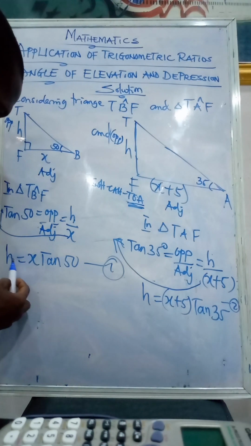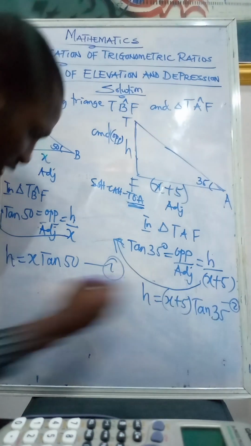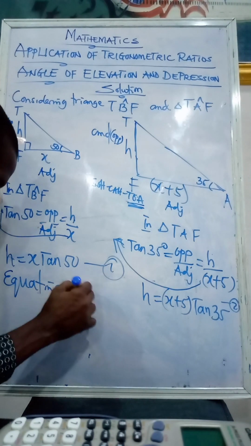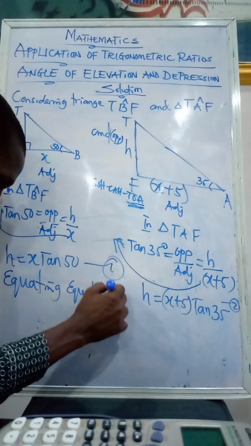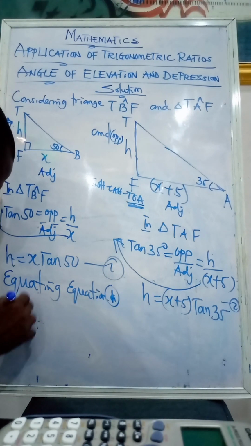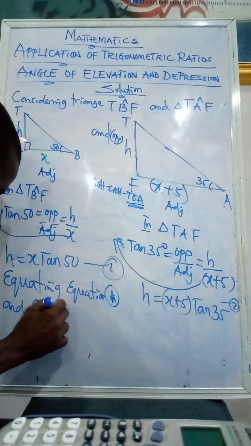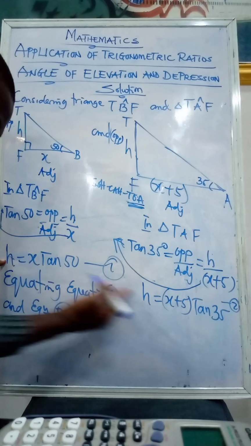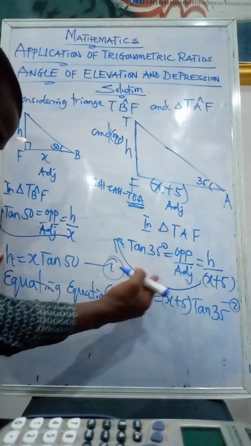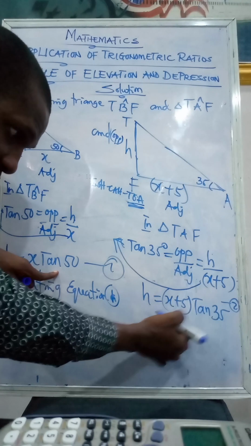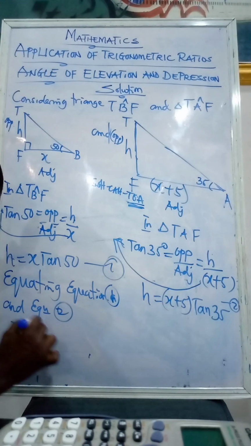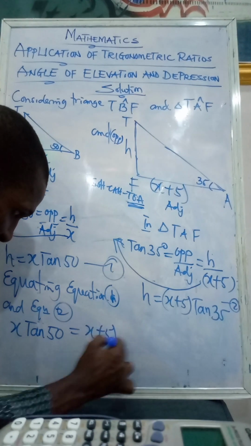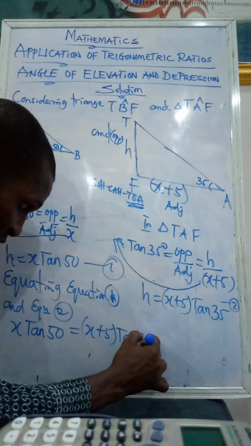Now, we are going to equate equation 1 and equation 2. So this is H, which means this side is equal to this side. The left hand side equals the left hand side, so they cancel. The right hand side will also be equal, so I will write X tan 50 equals X plus 5 times tan 35.